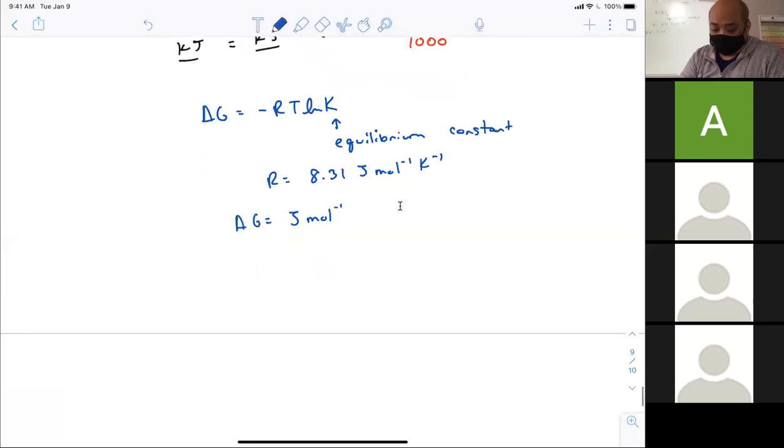Okay. And again, remember, you want K to be greater than 1 so that your delta G is less than 0. Because you want ln K to be a positive number. So that way, when you do negative RT, because R and T are both positive numbers, you want a negative delta G. Okay. Questions about that? Okay.